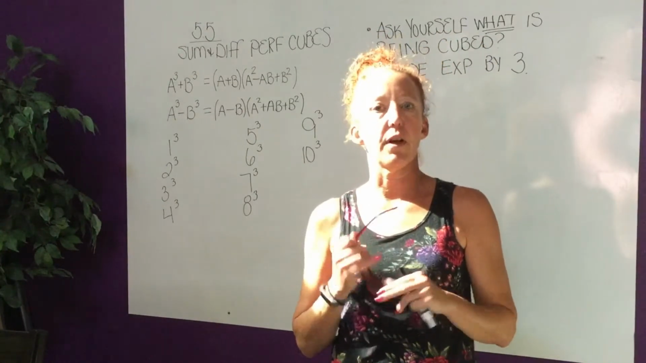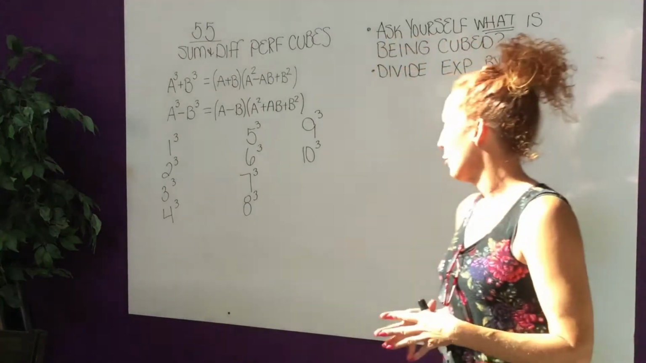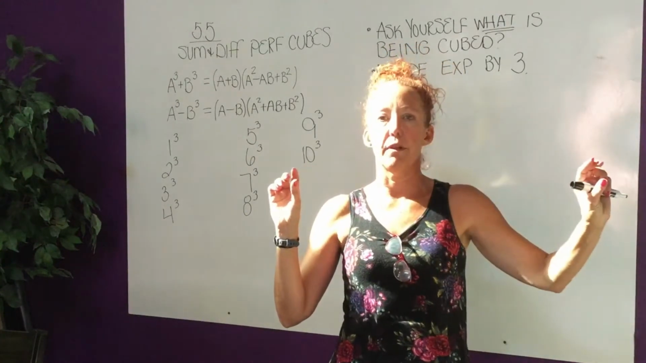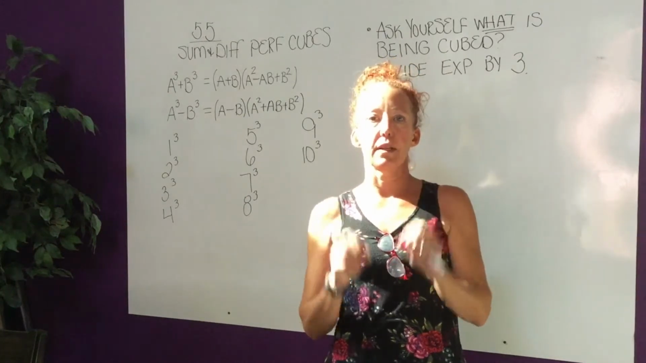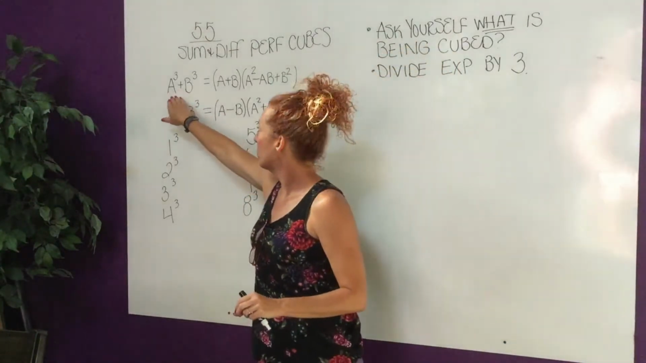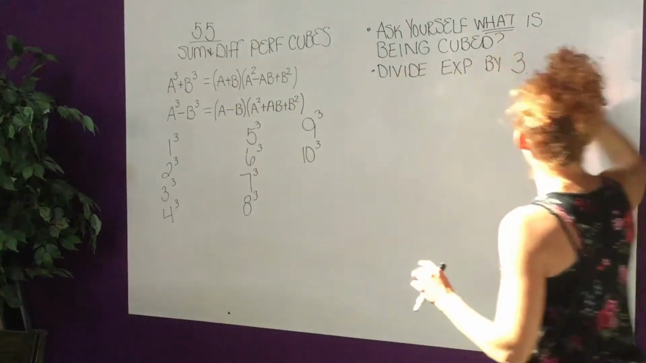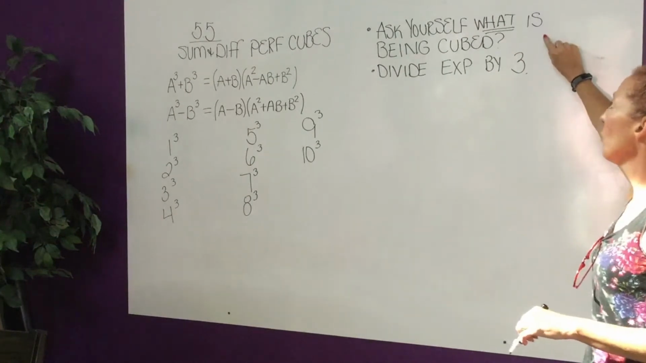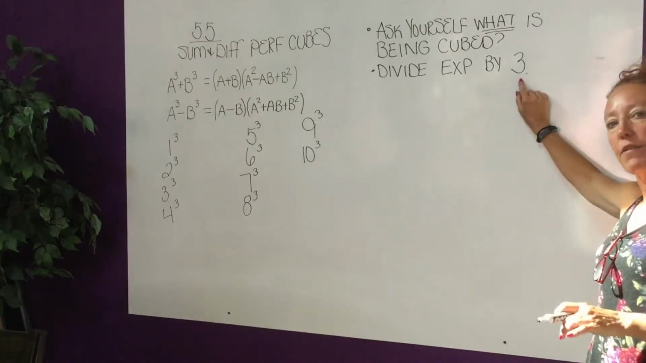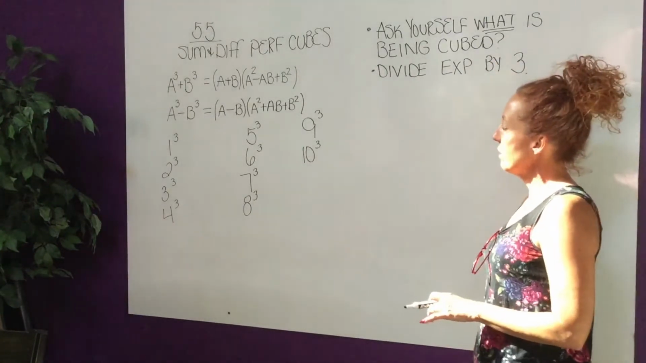So 5.5 talks very specifically about the sum and the difference of perfect cubes. It does have a formula and we do use it, and we go straight through the formula. This is one where you absolutely use the formula every single time. Once you figure out what is being cubed, what the A is and what the B is, you just plug it in. I have two hints over here. Number one, ask yourself what is being cubed. And number two, you're going to divide those exponents by 3. So you want to have that in your notes.